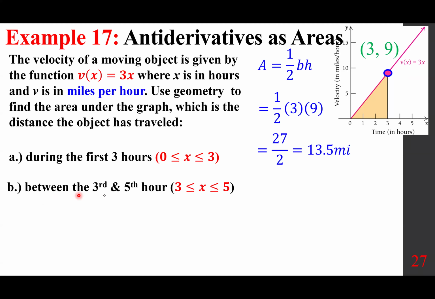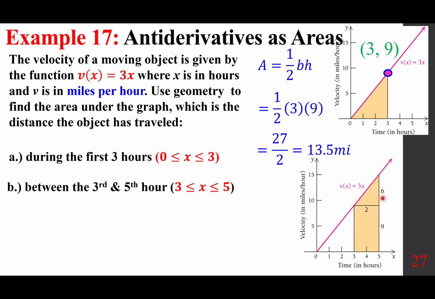We want to find the distance between the third and the fifth hour. So this is what we want. There are 2 ways to do that, class. We can calculate the total area from 0 to 5 in the same manner that we did here, and then subtract 0 to 3. And 0 to 3, we already have that. You can do it that way.